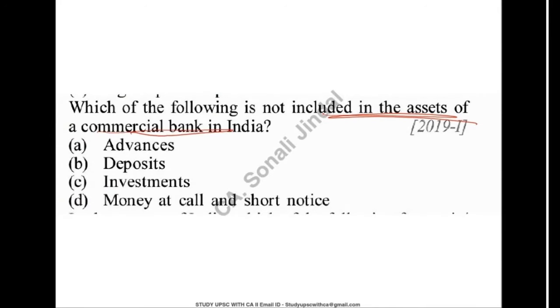Which of the following is not included in the assets of a commercial bank? Let's read. Advances. These are the loans given by the commercial bank. It means money will come in the future, so it's an asset.